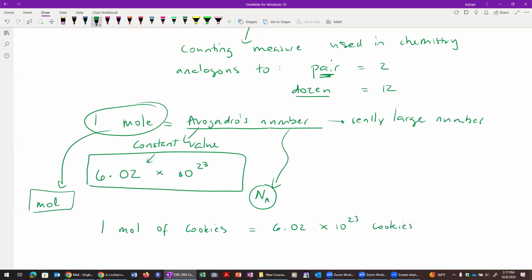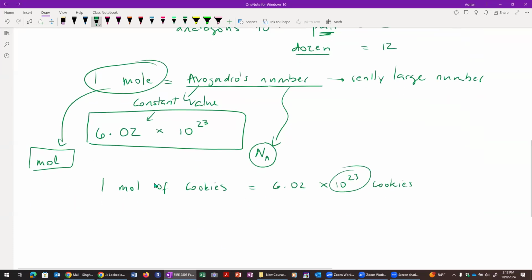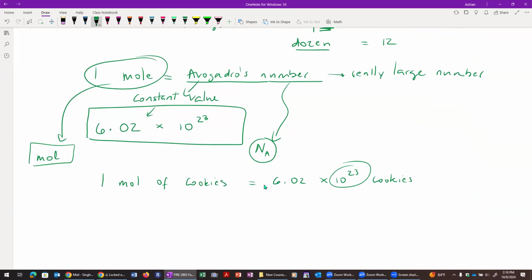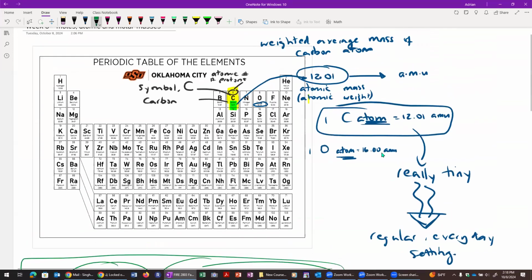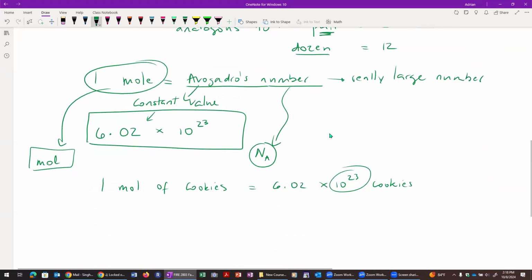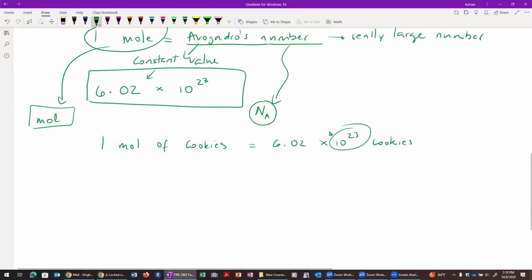Remember, a positive exponent means it's a large number, and 23 here is a fairly large positive exponent to begin with. So we have a huge number of those things. So you can take that and apply it to a mole of anything. Just like at the beginning, we said it's really difficult to work with individual singular atoms of things. What about now if we had a mole of those atoms?